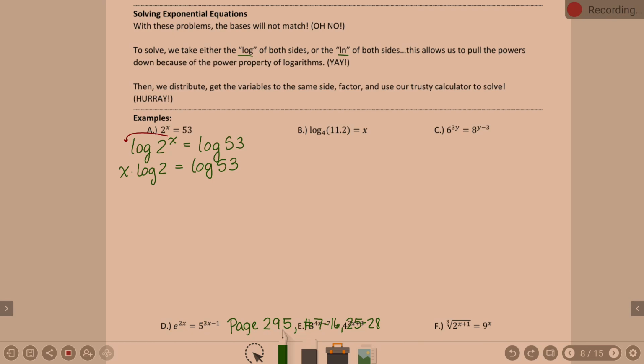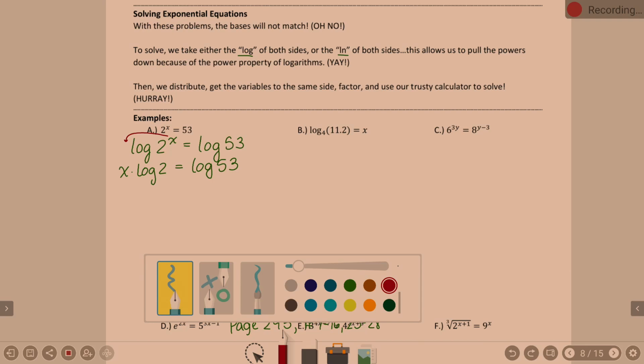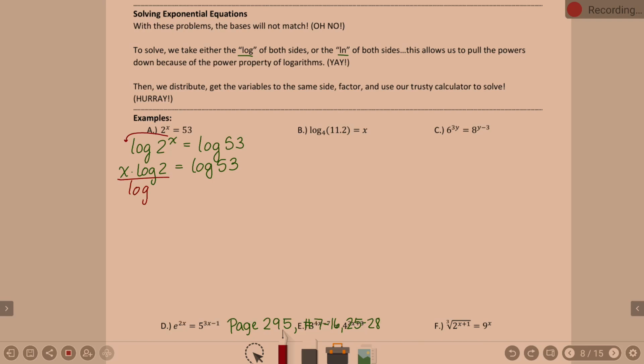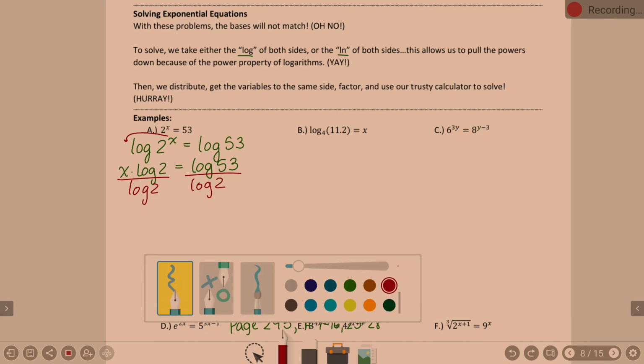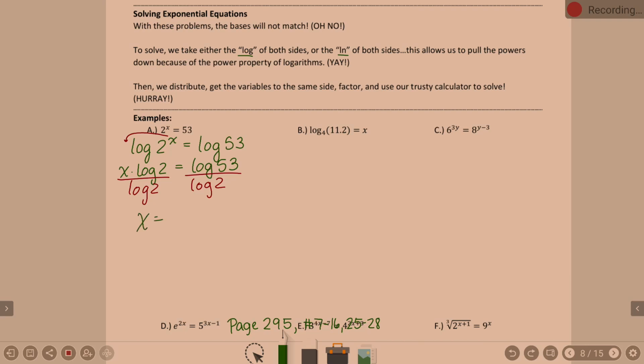So this is a basic equation. If it's x times log of 2, how do you get x by itself? Divide by that log of 2. What you do on one side, you do on the other side. So your answer is going to be whatever log of 53 divided by log of 2 is. 5.728, approximately, and my answer key agrees too, so sounds like we're good.